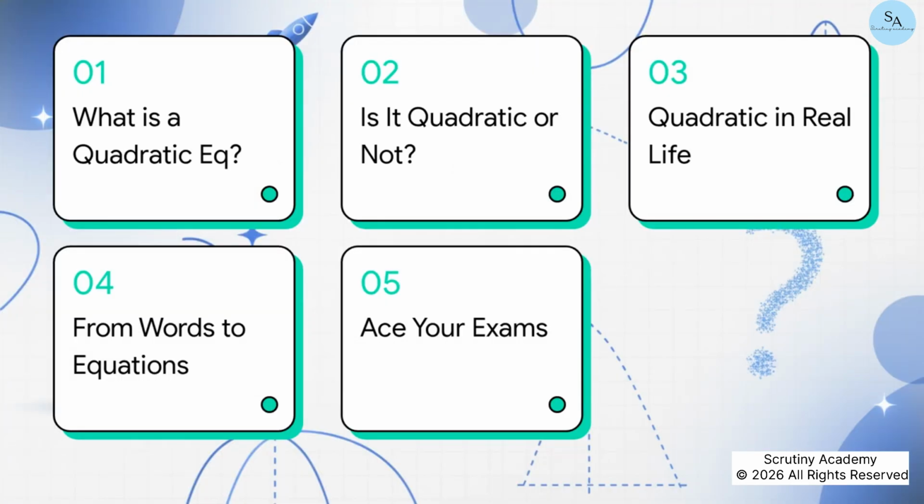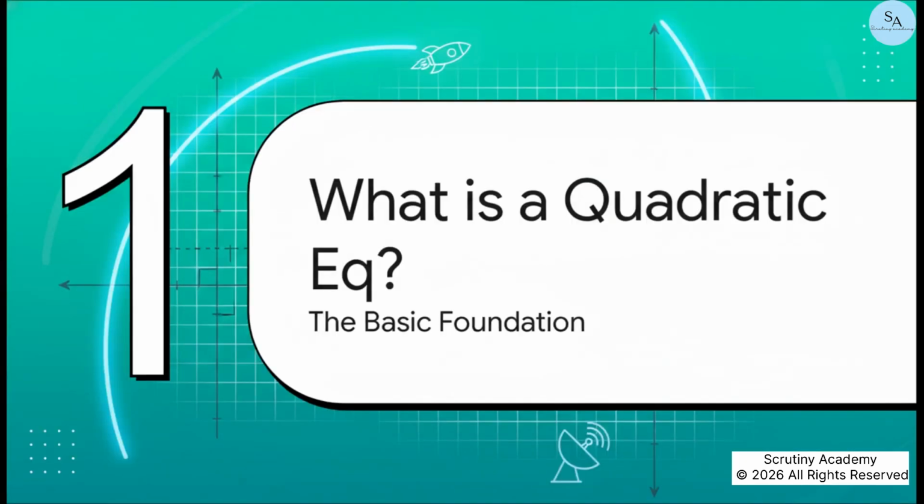So, here's our game plan for today. We'll start with the absolute basics, then figure out how to spot a quadratic equation. We'll see where they pop up in real life, tackle the super important skill of turning words into equations, and finally, I'll give you some killer tips and tell you about the common traps to ace your exams. Ready? Let's do this. All right, let's get right into it.